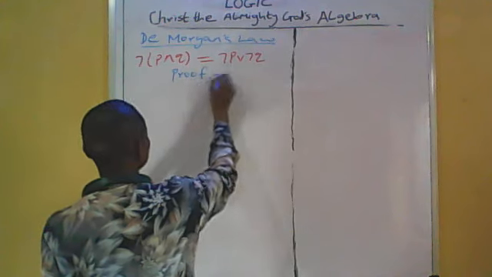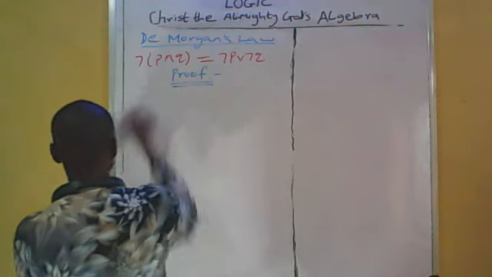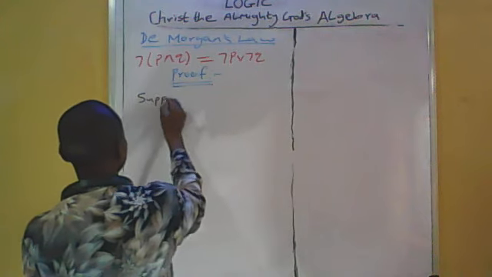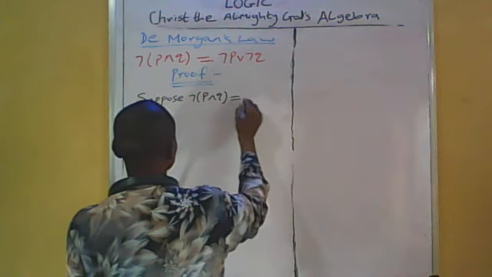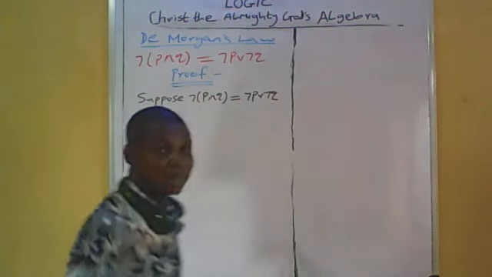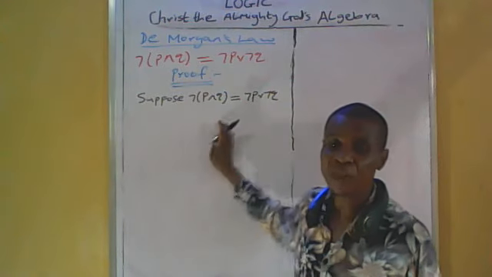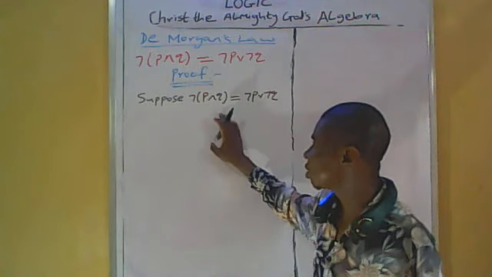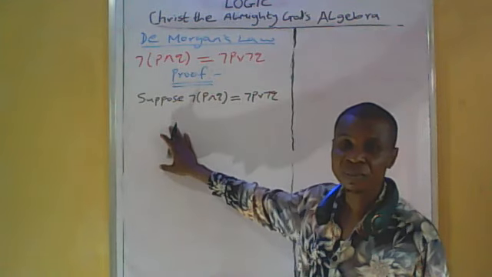Proof. Suppose not bracket P and Q is equal to not P or not Q. We assume that the statement is true. We assume it is true, and that is our hypothesis. Since it is true and is logically equivalent, we are going to transform it to a biconditional statement.